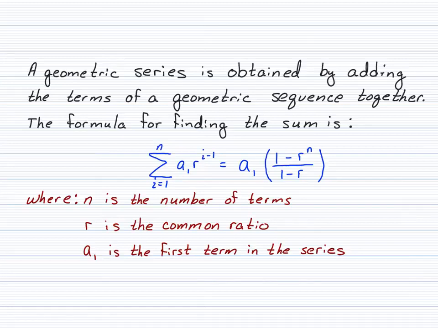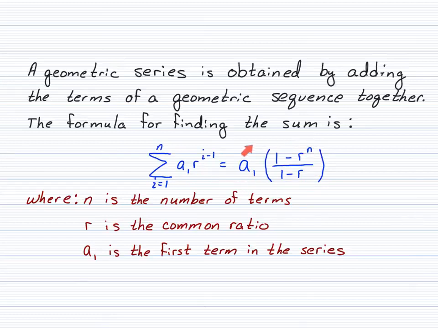Alright, so this is your summation notation. You have sigma going from i equals 1 up to n. Remember that this represents the first number that you substitute into your formula, and then n is the last number that you will be substituting into your formula. And so this is just a notation on how to find your sum for a geometric series.